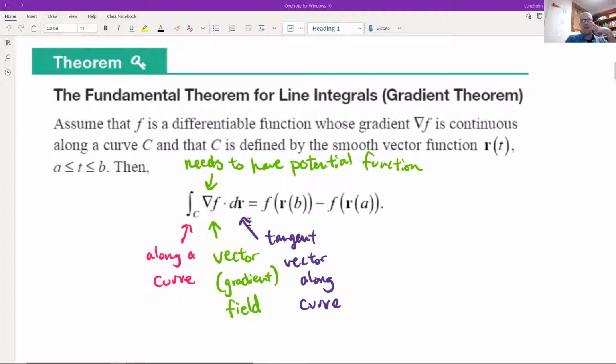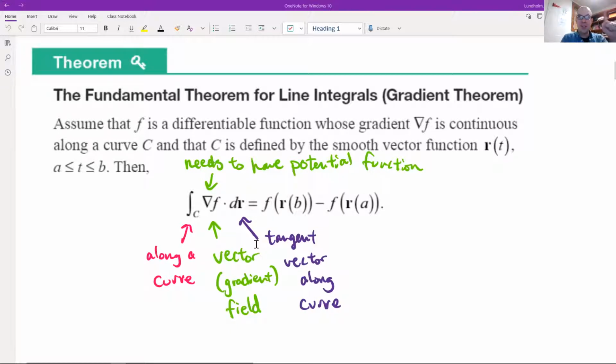And then we're taking the dot products all along the way with the tangent vector along the curve. We were calculating these directly yesterday and making sure to parameterize our curve and make sure that our force field was also written in terms of that parameter, and then going through all the steps to actually figure this out.